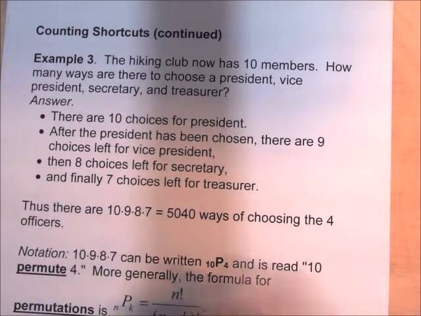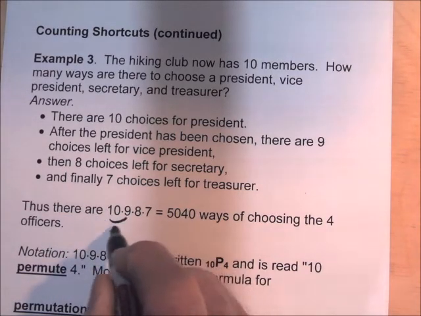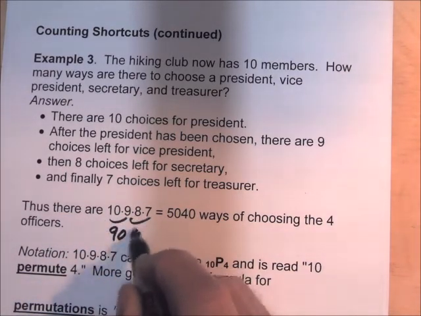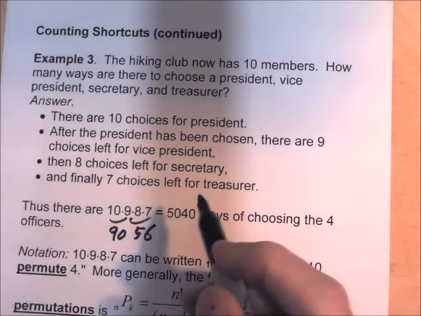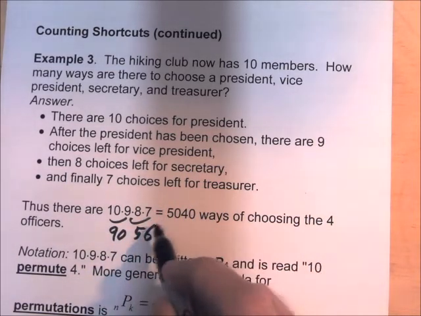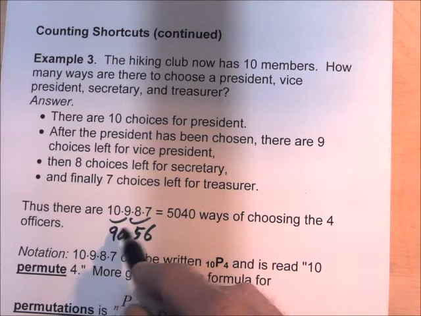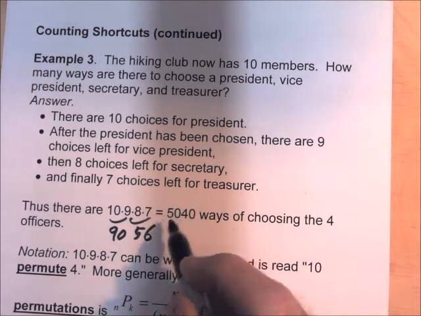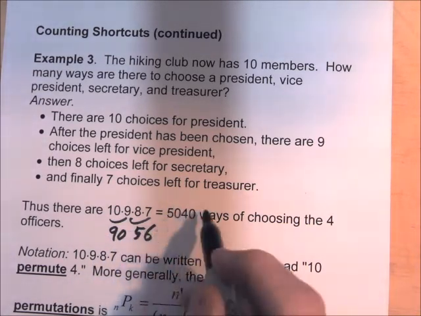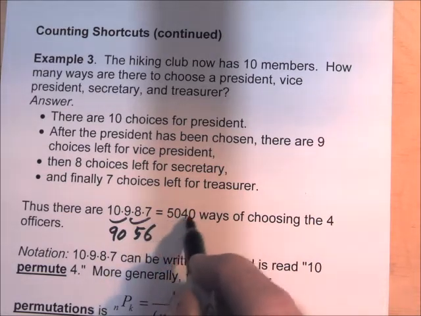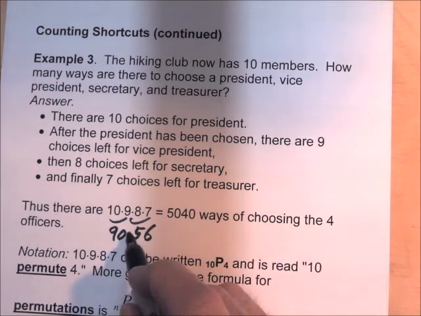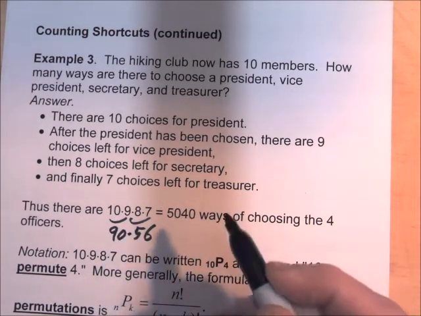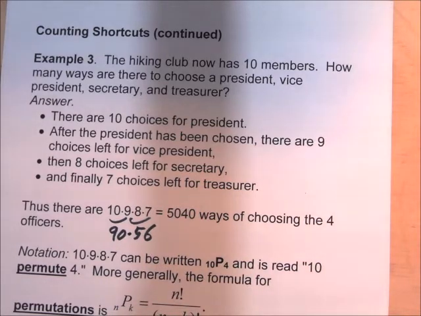So you can multiply these in any order. 10 times 9 is 90. 8 times 7 is 56. And then 56 times 90: 6 times 0 is 0, 6 times 9 is 54, carry the 5, 5 times 9 is 45, and 5 is 50. So anyway, multiply these. You get 5,040 ways of choosing the 4 officers.